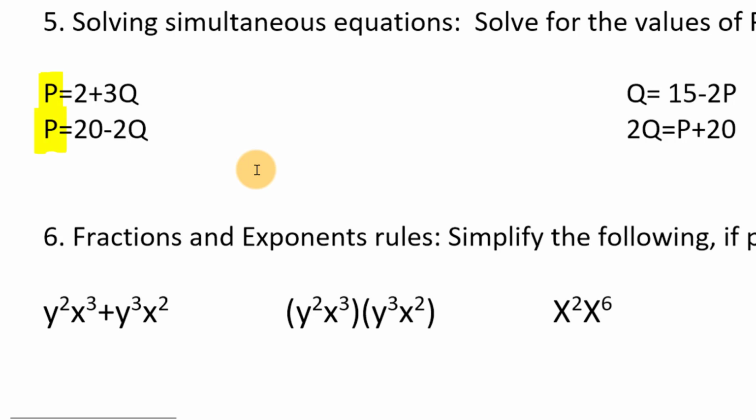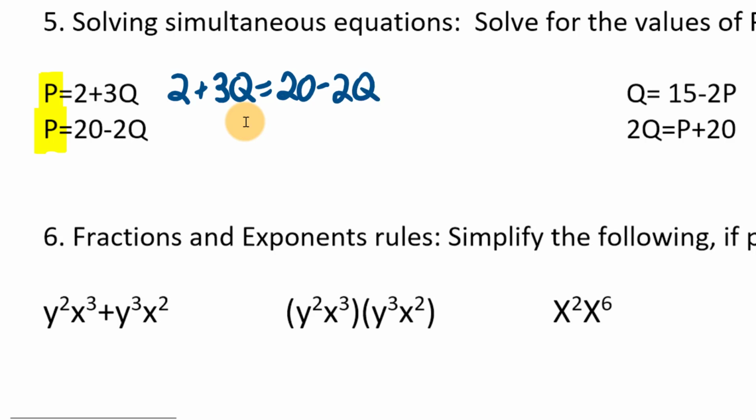So the simplest way I know of in this case is to set these two right-hand sides equal to each other because they're both equal to P. So we can just say, let's set 2 plus 3Q equal to 20 minus 2Q. We can just solve this equation for the equilibrium value of Q and then plug it back into either of these two equations and get the value for P.